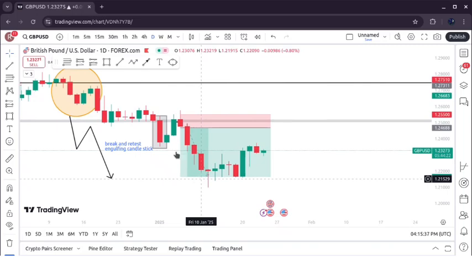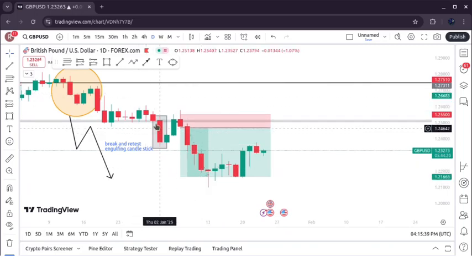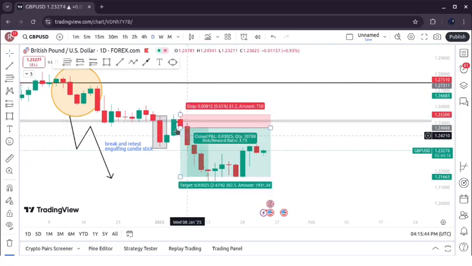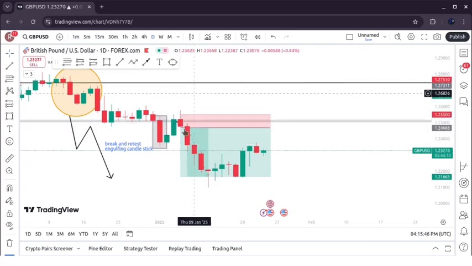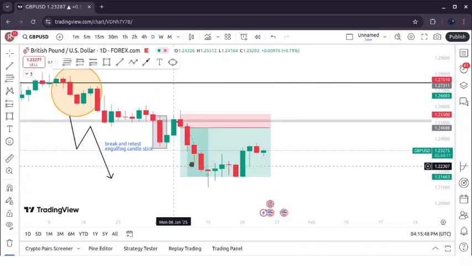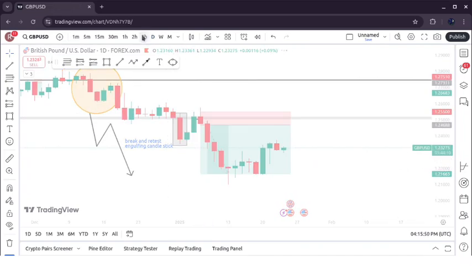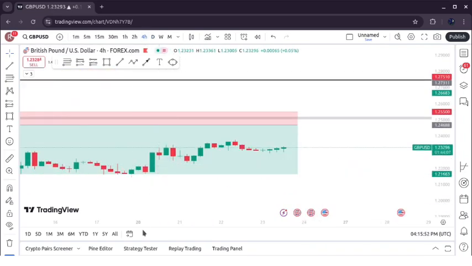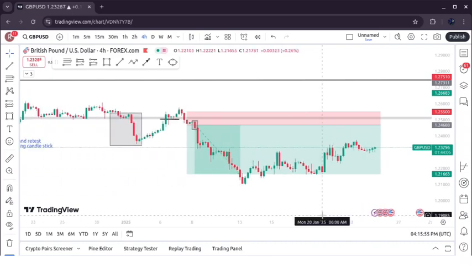Alright, so look at this. We had a break and retest as always. We had the perfect break and retest. After that, we waited for an engulfing candlestick. Again, we may not always see that on a daily time frame, so I always look for my entries from the lower time frame, like the H4, and sometimes I even go up to the H1.